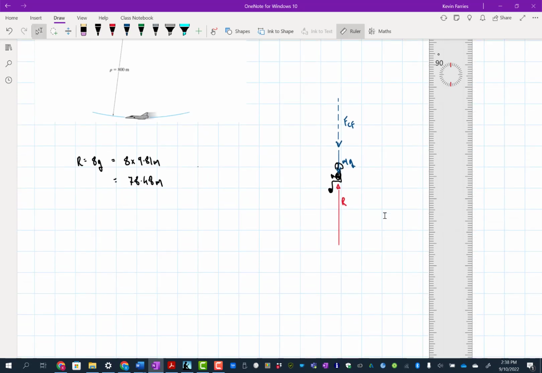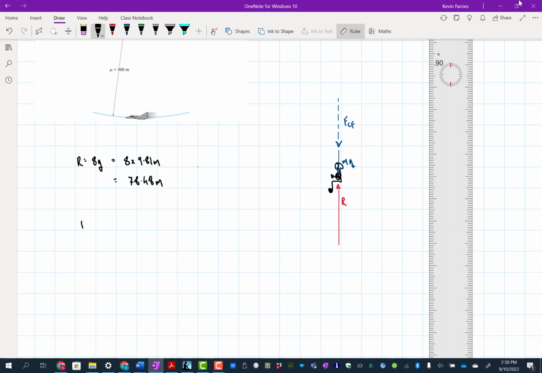Okay, so that's what R is equal to. Now, this is the inertial force, and so the reaction must be equal to that. It's in the opposite direction, but the magnitude of that reaction must be equal to the sum of these two things: the gravity plus the centrifugal force.